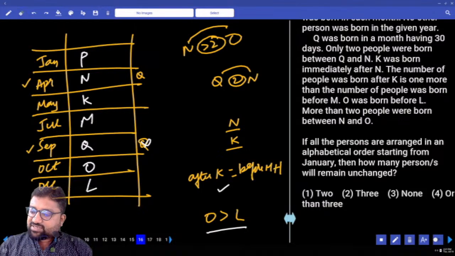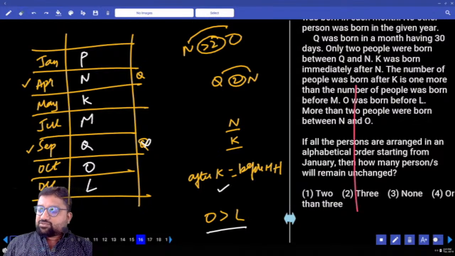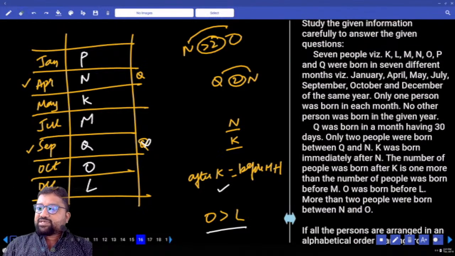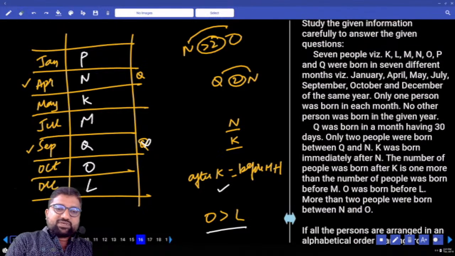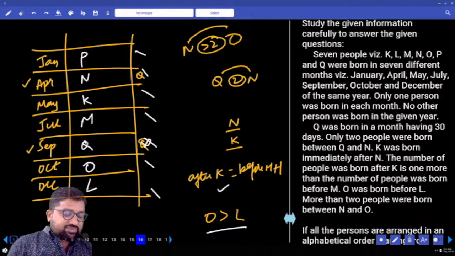If all the persons are arranged in alphabetical order starting from January, then how many persons will remain unchanged starting from January? So what are the names of these people? K, L, M, N, O, P, Q. What's the answer? None.